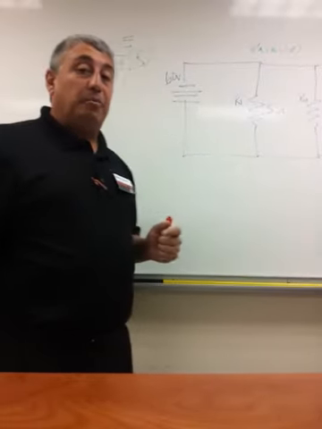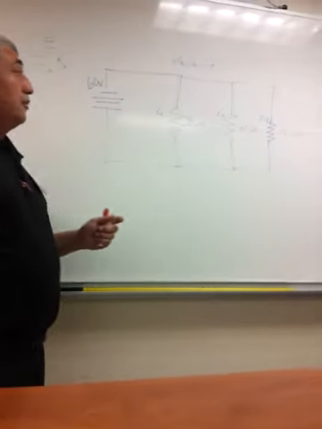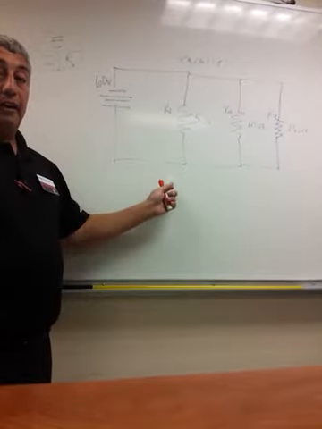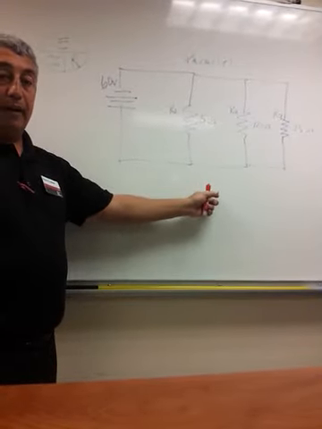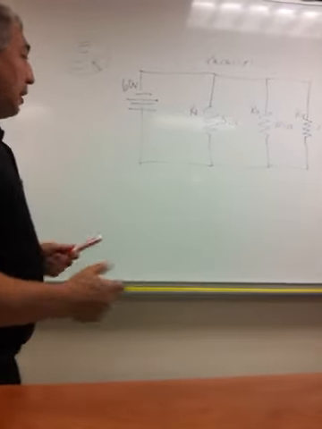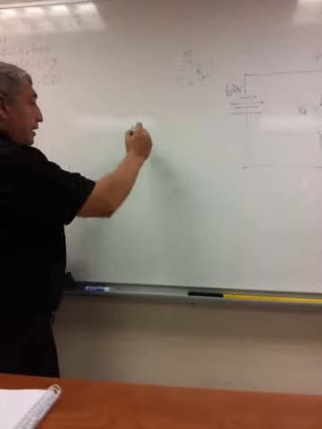Today we're going to go through a parallel circuit. We're going to solve for voltage, current, resistance, and total power. Let's begin by putting together an answer grid.